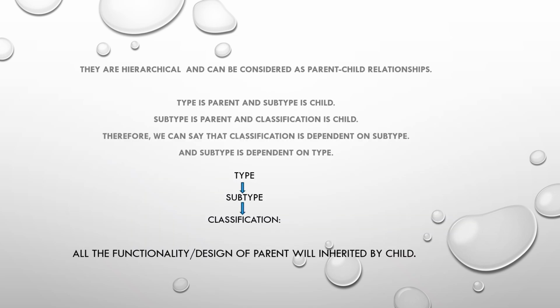So let's see some important information on type, subtype and classification. They are hierarchical and can be considered a parent-child relationship. Type is parent and subtype is child. Subtype is parent and classification is child. Therefore, we can say that classification is dependent on subtype and subtype is dependent on type. Since we can consider it a parent-child relationship, all the functionalities or design of the parent will be inherited by the child.